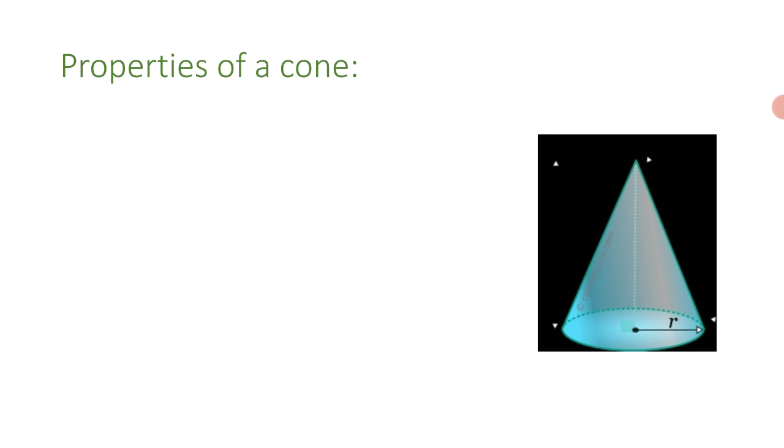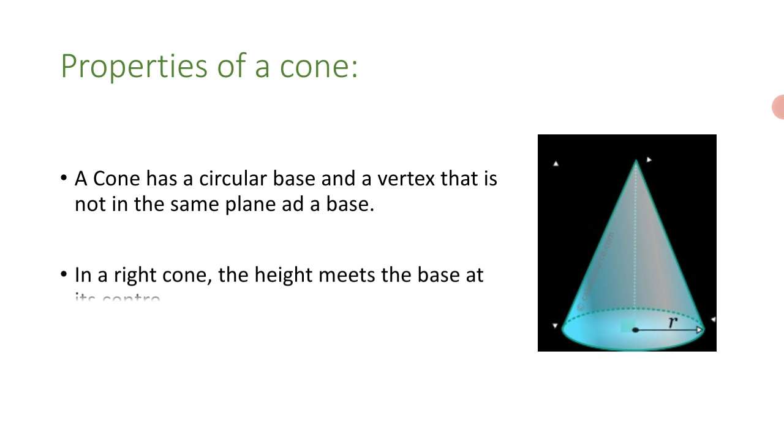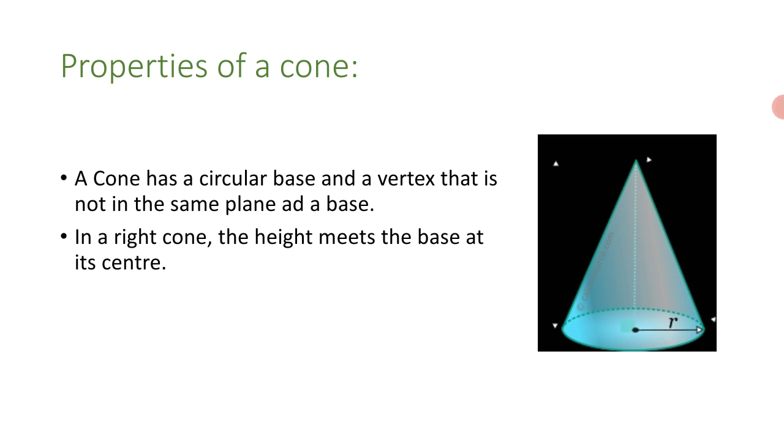Next, the properties of a cone. The first one is that the cone has a circular base and a vertex that is not in the same plane as the base. Then in a right cone, the height meets the base at its center. In the picture you can see the height meets the base at its center.